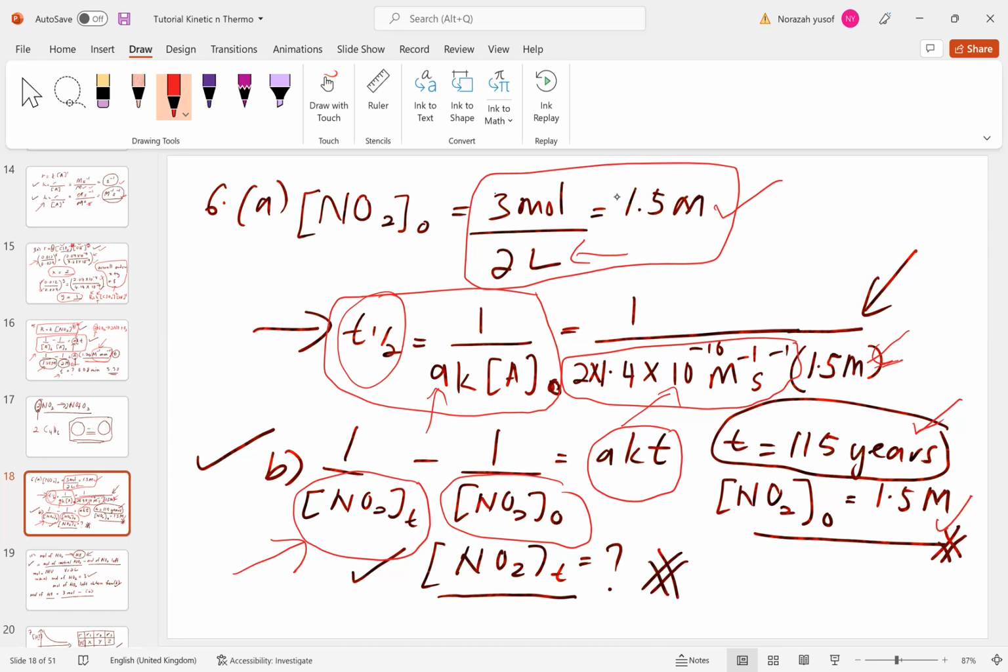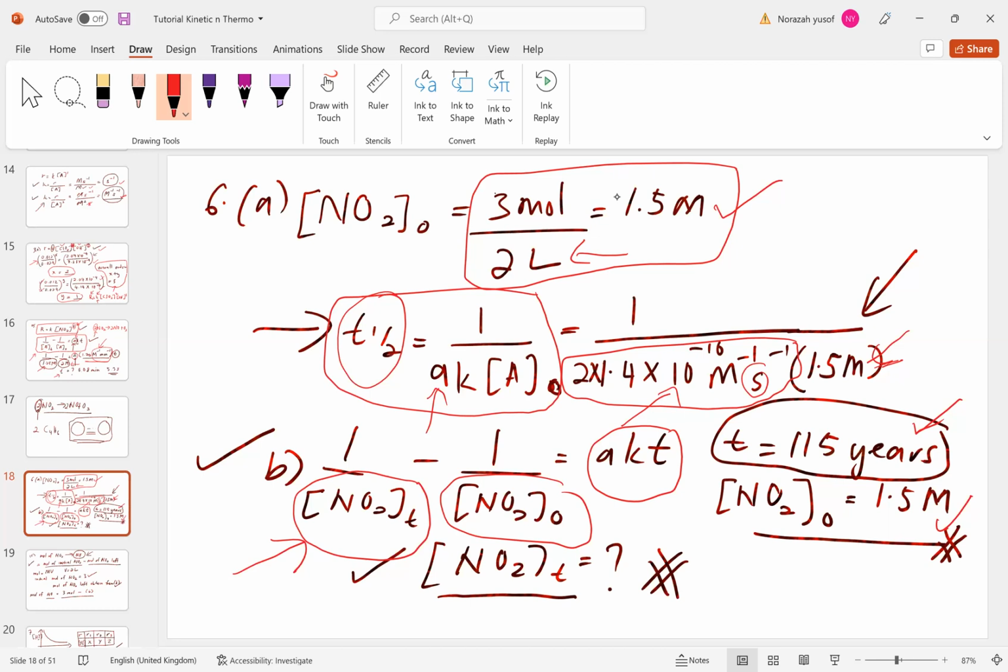Cuma kena careful about units ya. Kena convert lah. Kena convert lah ke second because the unit is all in second. Remember that it's second. So you have to convert. Yeah? That's the hard part lah. Yeah? Kemudian refer to part B.